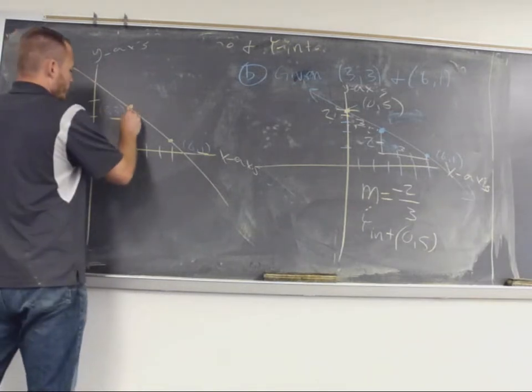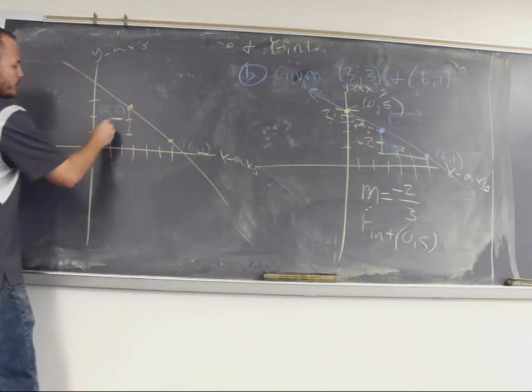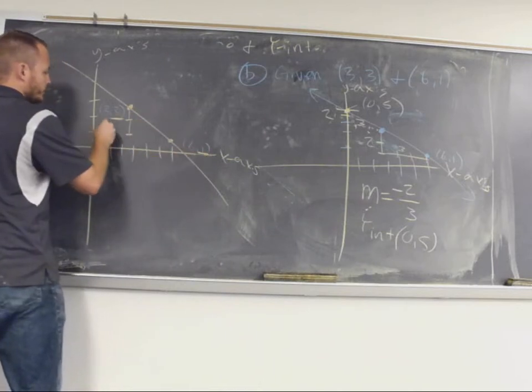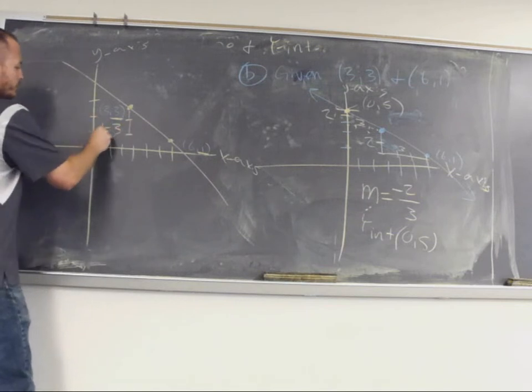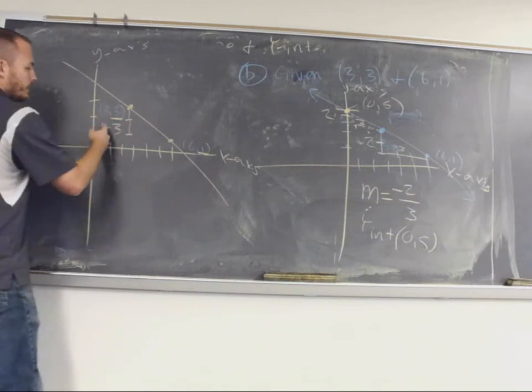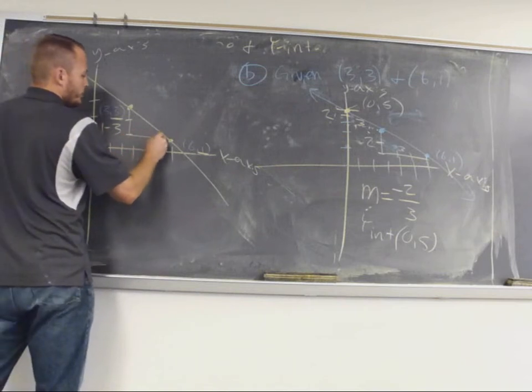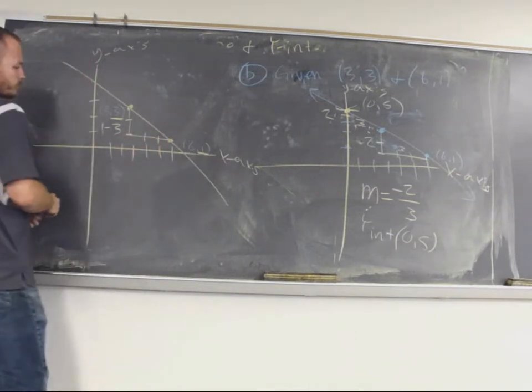All right, so 1, 2. So what we're doing is we're doing 1 minus 3, or 3 minus 1, however you want to view it. So we're just taking the y values and subtracting them. And then to find the x, we're going 1, 2, 3. So there's 3 units there.